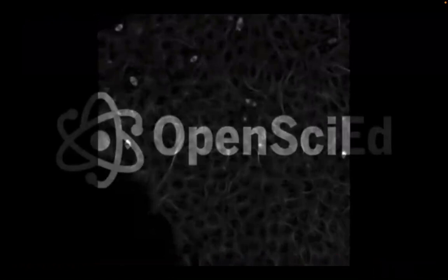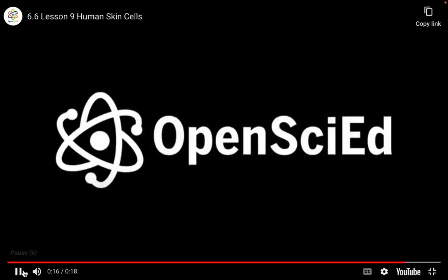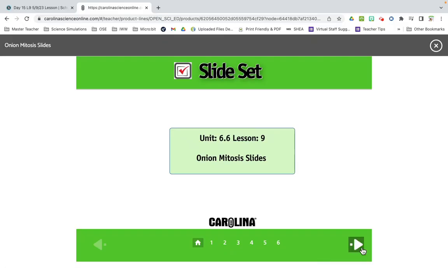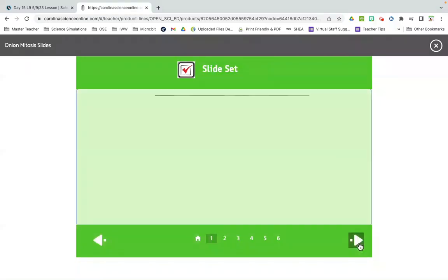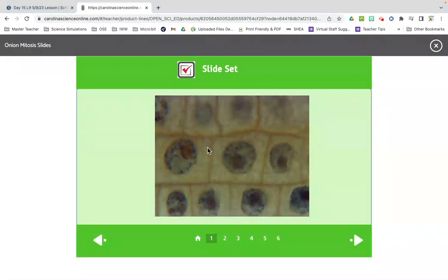So we're not going to take a look at another video. We're going to look at these pictures. This is an onion root. You take the root of an onion, and we look at slides of that, and we see this image. There's a cell. It's got this blue thing in the middle, and there's one of our cells.